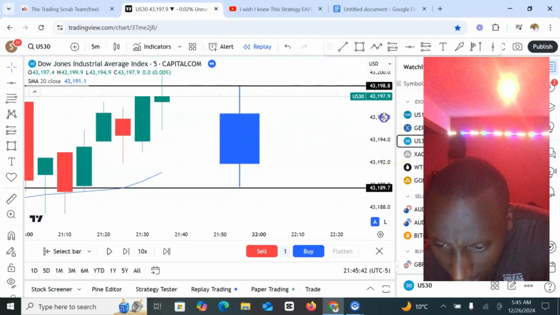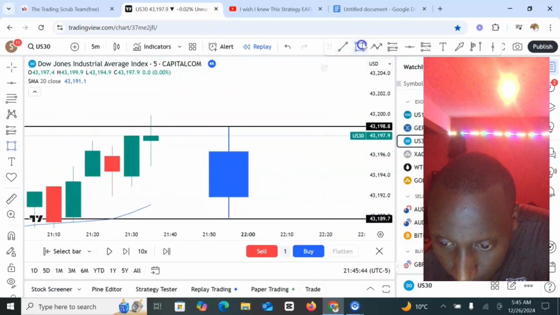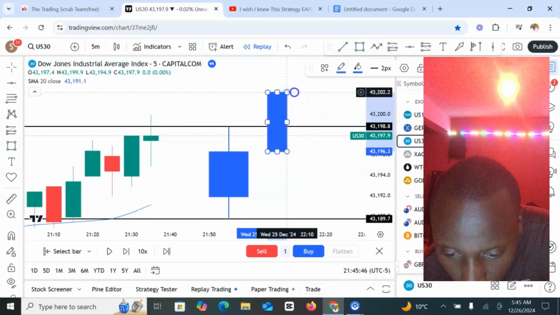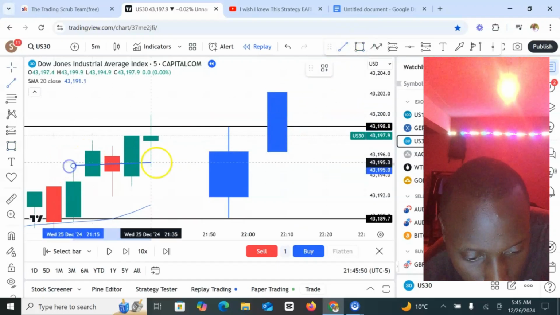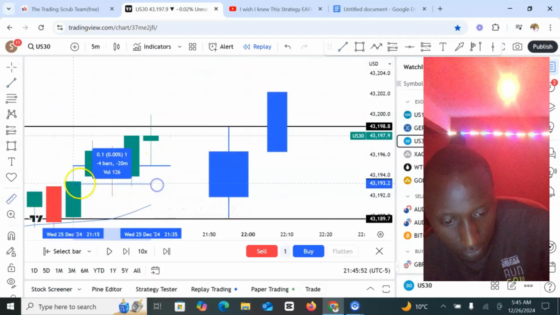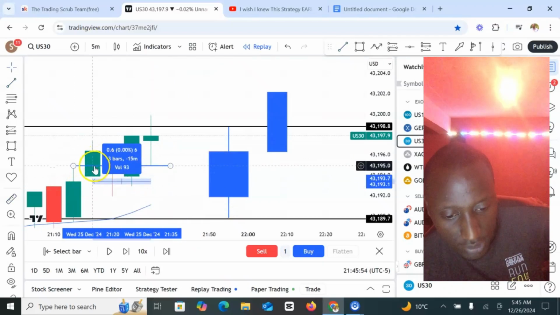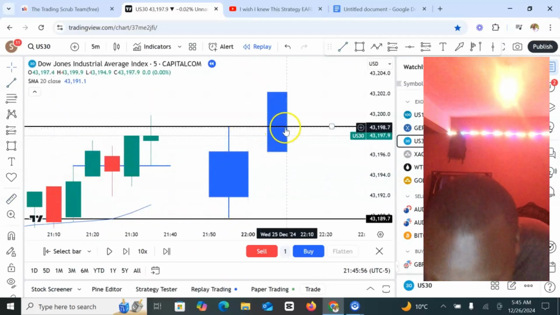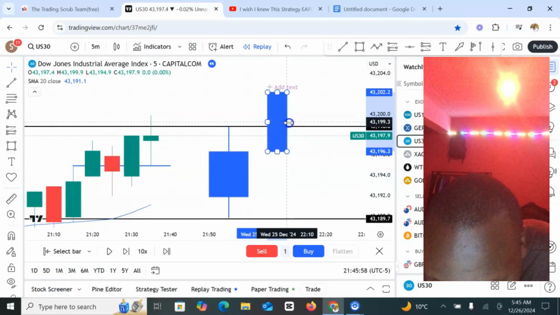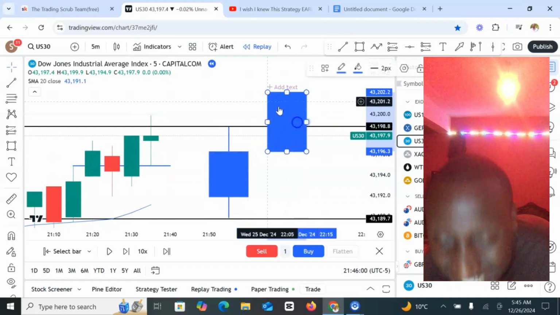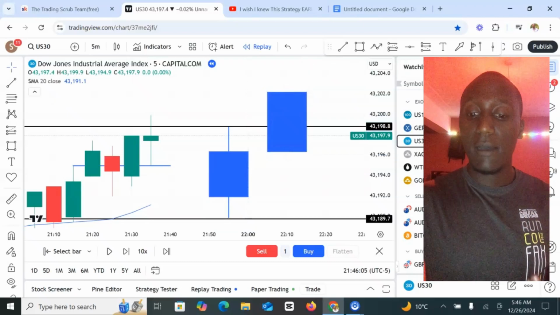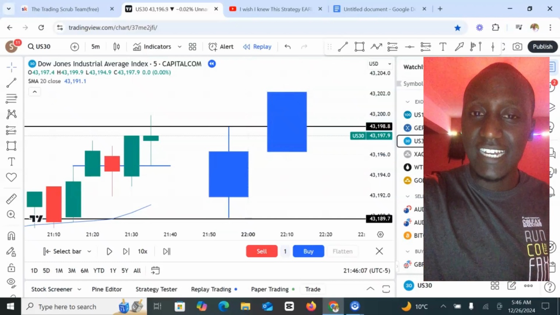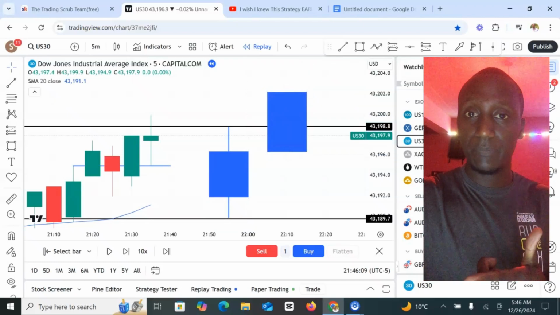Now, if the next candle breaks out, like the way this candle did here, so this is what we call a breakout. If it breaks out like that, then you have what we call strength in the market. And there is a very high probability that price will go in the direction of the breakout.